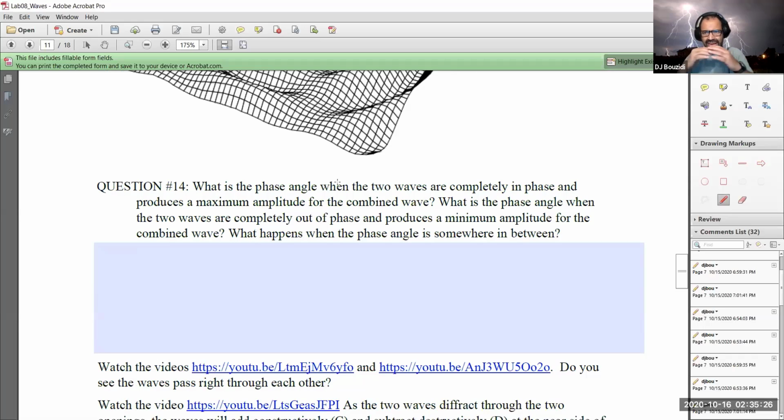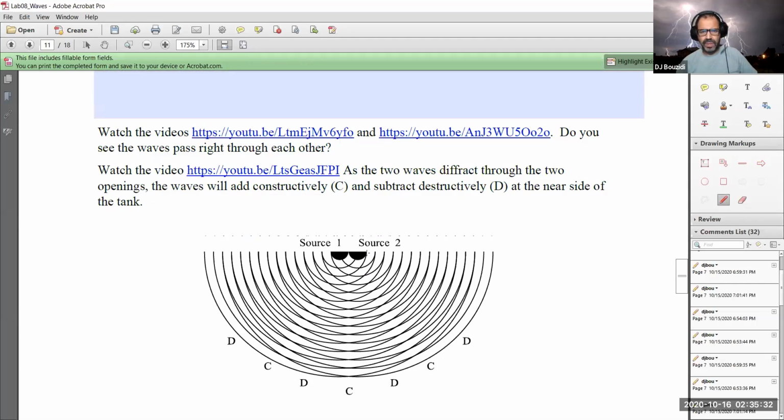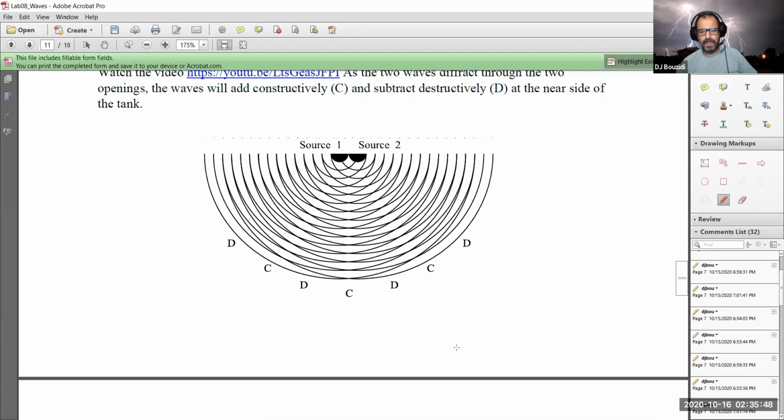When they are in phase, they are constructive. When they are out of phase, they are destructive. Okay. You have two sources of waves, okay? And in the points where the maxima meet, you will have bright spots. In the points where the maxima come out of phase, they cancel, you'll have dark spots, okay?